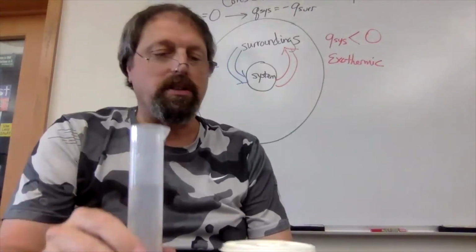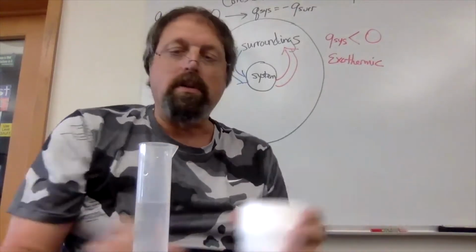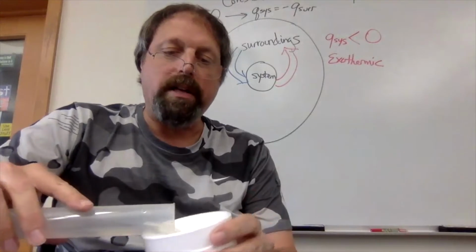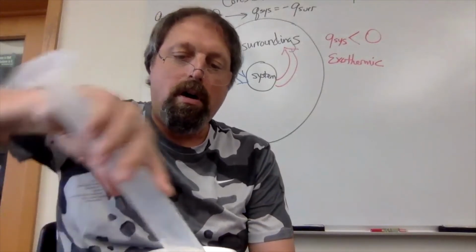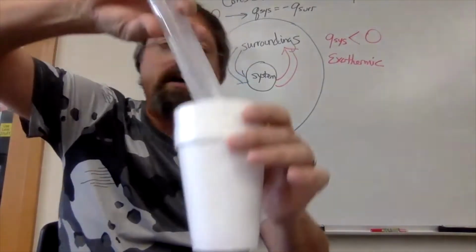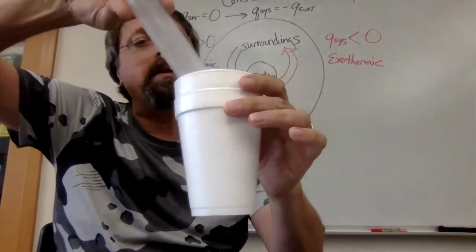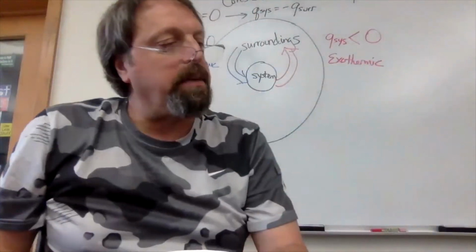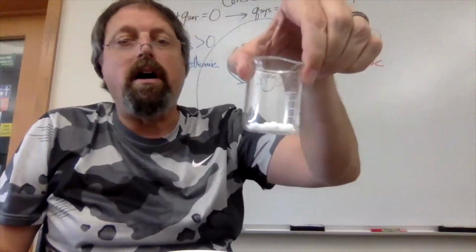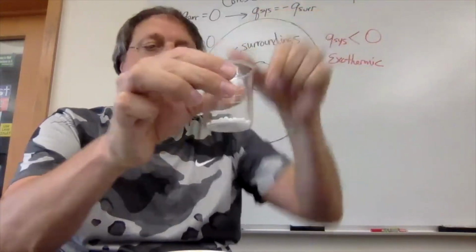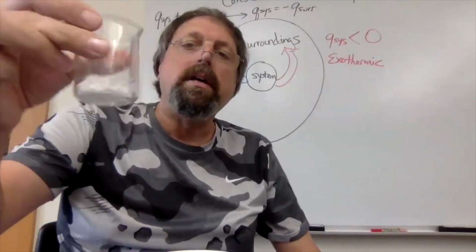There's 100 milliliters in this graduated cylinder, so we'll keep track of that too. That's an important part of the calculation. And I pour all the water into the calorimeter cup. Here's the calorimeter cup. And then I have exactly pre-weighed 5 grams of calcium chloride. That's CaCl2. It's all here.